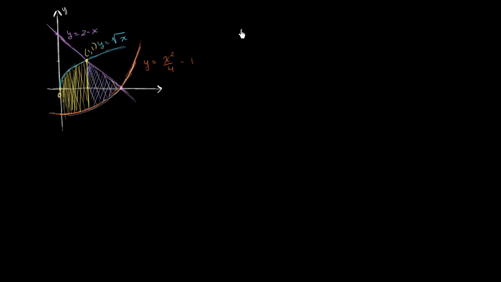That's going to be the definite integral from x is equal to 0 to x is equal to 1. Our upper function is square root of x, and from that we want to subtract our lower function, x squared over 4 minus 1. And then, of course, we have our dx. So this right over here is describing the area in yellow.